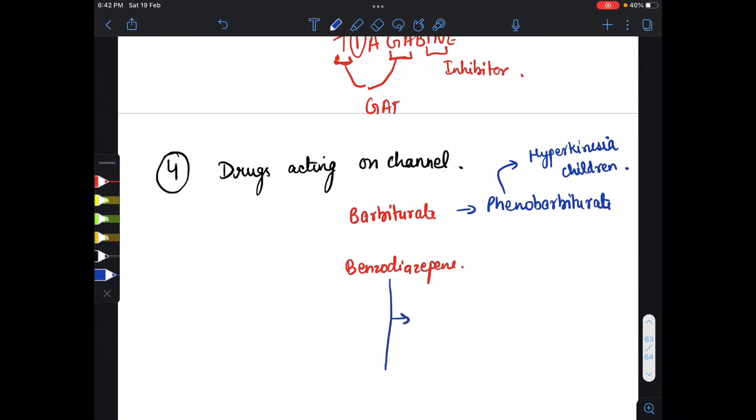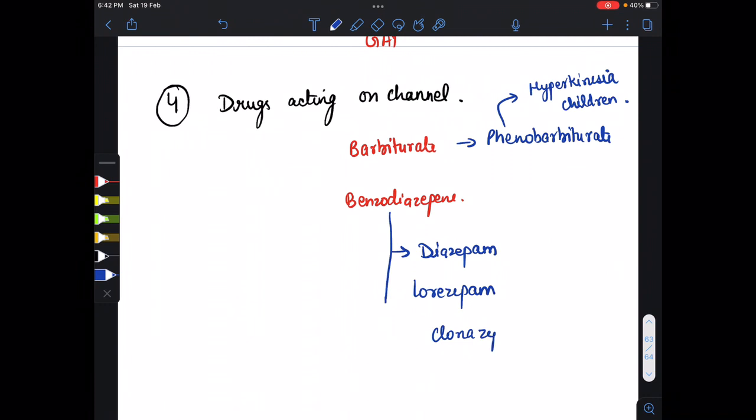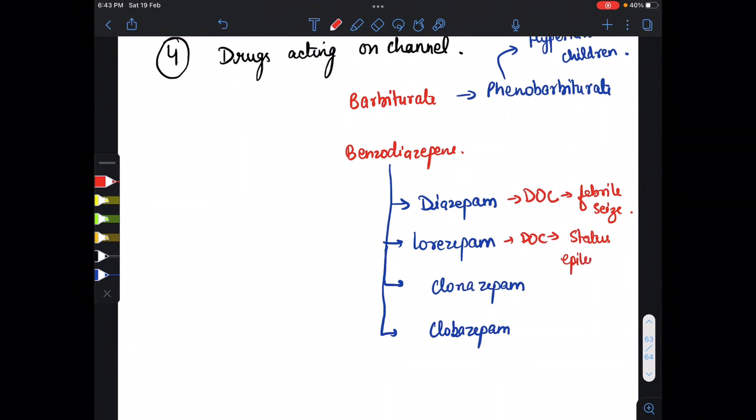In the benzodiazepines we have so many drugs, like diazepam, lorazepam, clonazepam, and clobazam. For these, diazepam is the drug of choice for febrile seizure. For febrile seizure, the drug of choice is diazepam, and the drug of choice for status epilepticus is lorazepam.